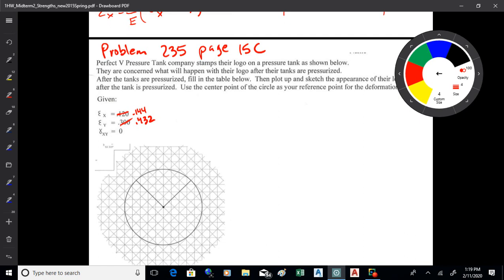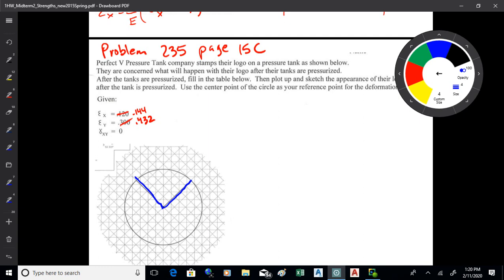Right. Now let's go ahead and run through this. Let's just spend a few minutes on this and see what we can do with it. So what we have here is a logo stamped on a pressure tank. It's a perfect circle with a V in it, the letter V. The name of this company is Perfect V Pressure Tank Company, and this is their logo. They've had this startling realization after they made 10,000 of their tanks and stamped their logo on there.